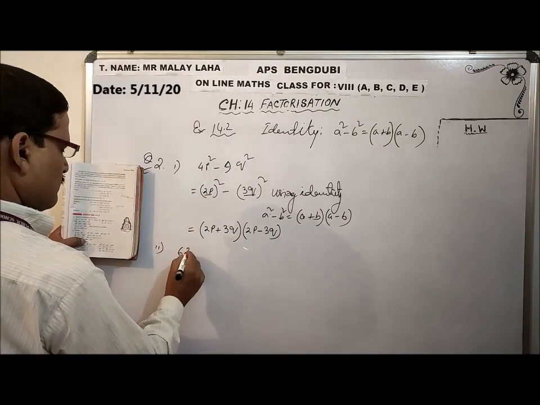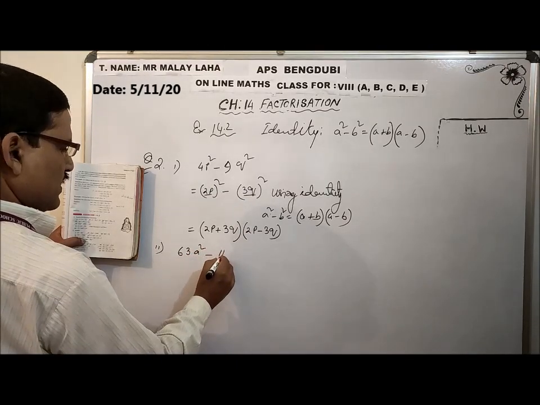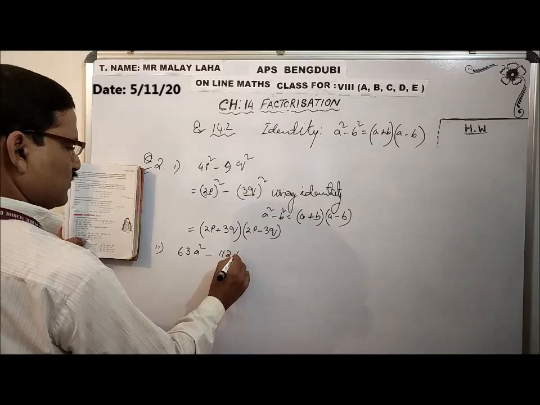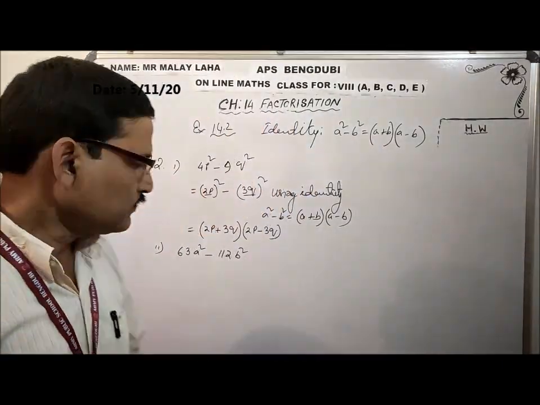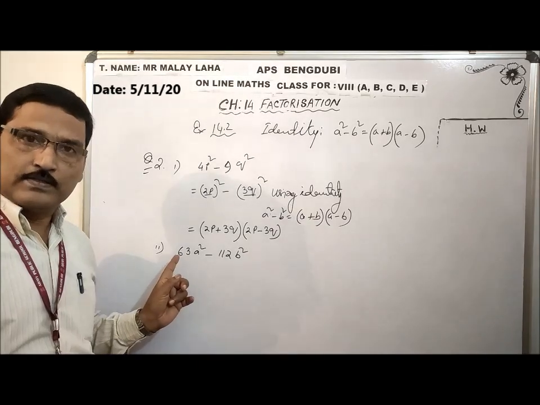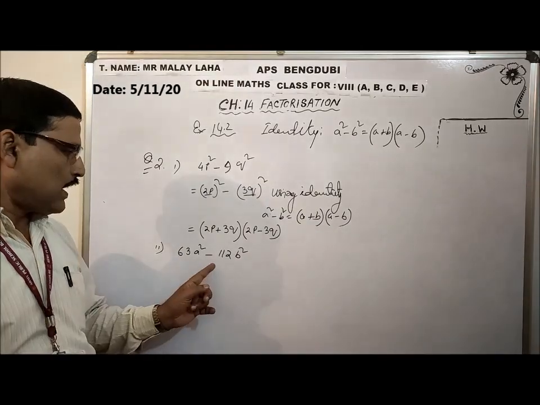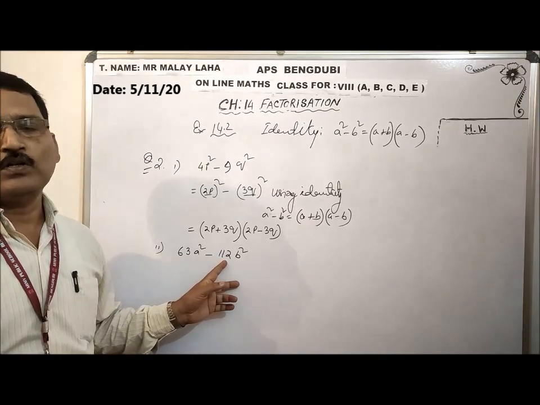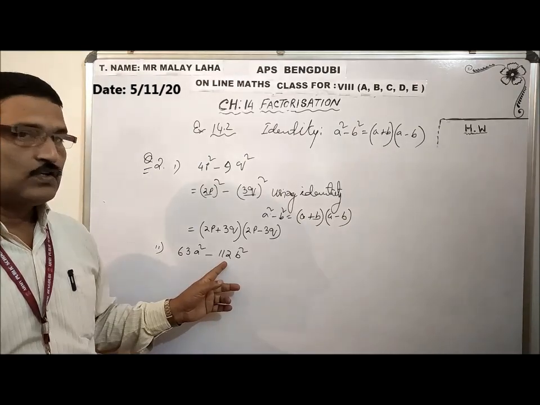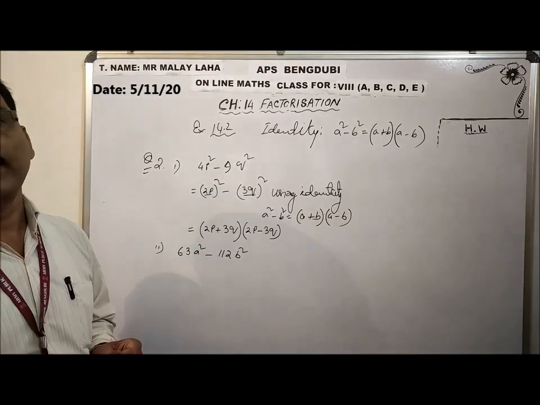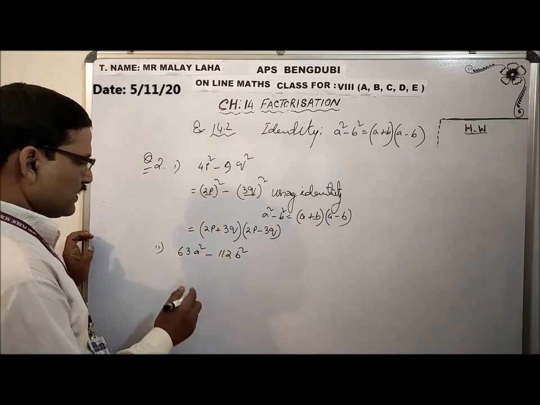Now next one, 63a square minus 112b square. This is a very important part. You see, 63 is such a number that I cannot write in a square form, and 112 is also not a perfect square number. So I have to reduce the numbers by taking a common factor.